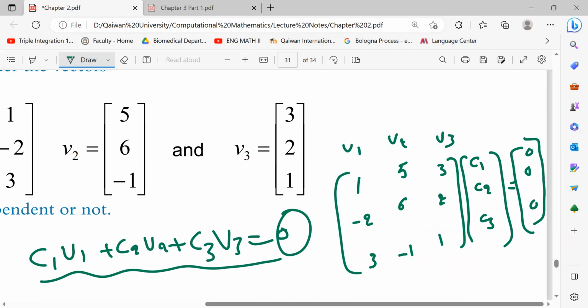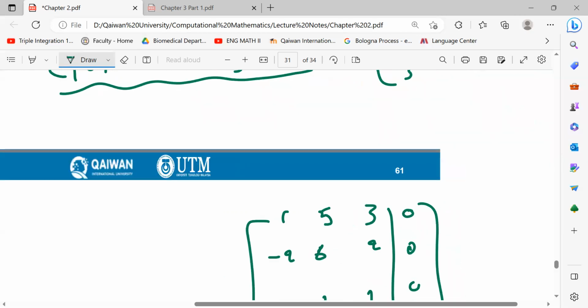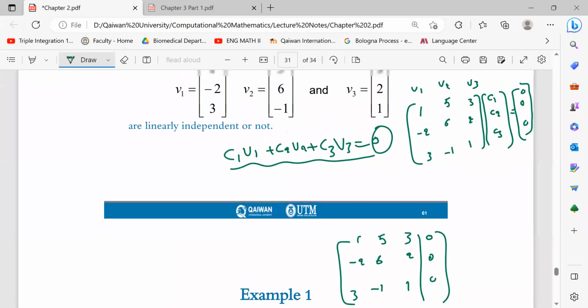Now we write down the augmented matrix for this system. The augmented matrix is 1, 5, 3, -2, 6, 2, 3, -1, 1, and 0, 0, 0. That's it. This is the augmented matrix for the above system.